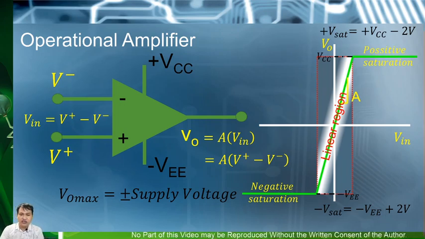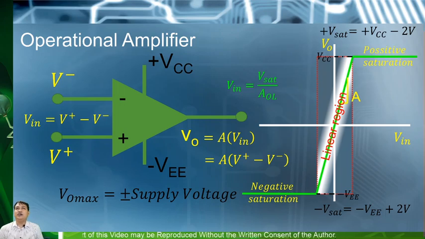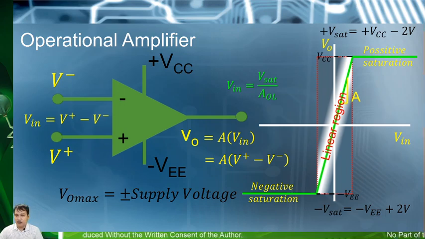To avoid the saturation region, we must set our VE equal to the VSAT over the open loop gain of the operational amplifier.